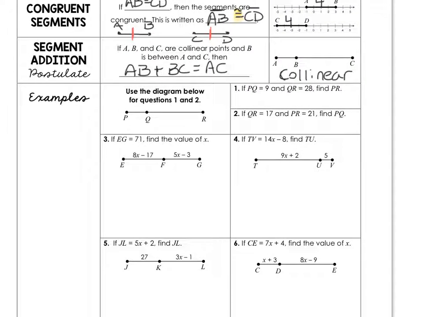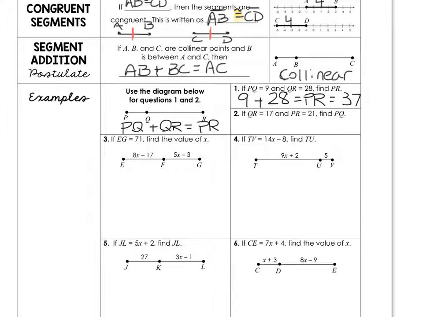So first thing we're going to do is write down our segment addition that pertains to the diagram. For this diagram, I have PQ plus QR equals PR. Then we substitute in what we're given. In number 1, PQ is 9 and QR is 28. We're trying to find PR. We add those together, I get 37.